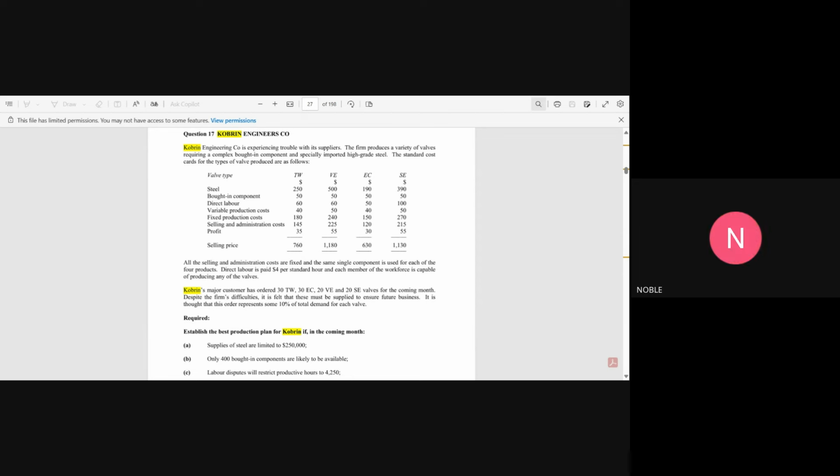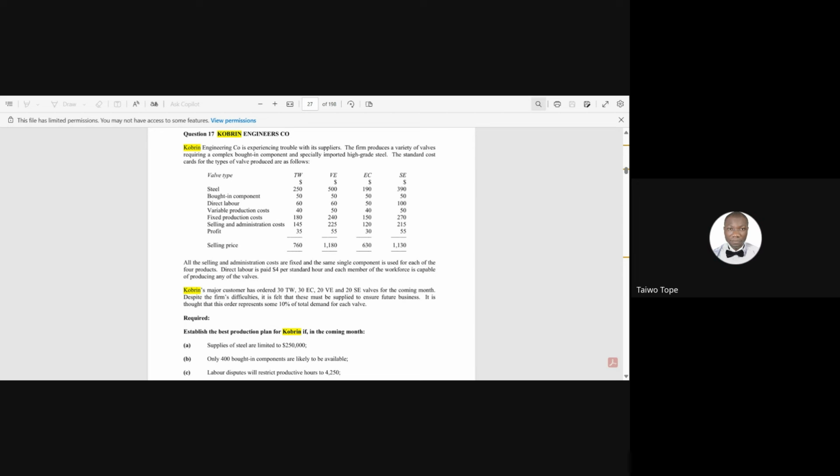Let's see. For EC, if 10% of EC is 30, what will be the 100%? It will still be 300. It means out of 300, you are giving your special customer 30. You'll be left with what? 270.